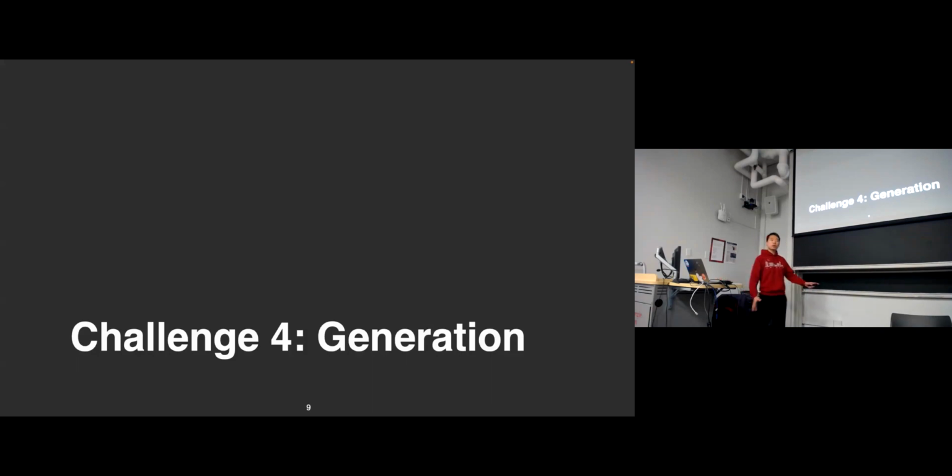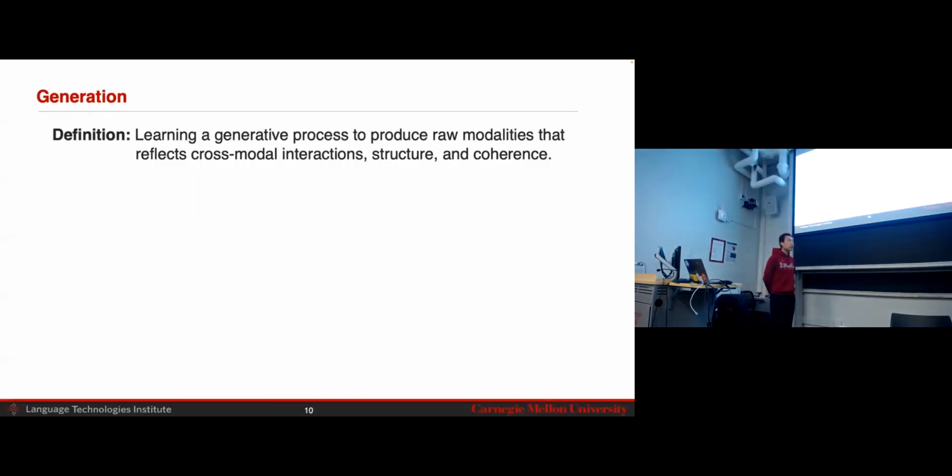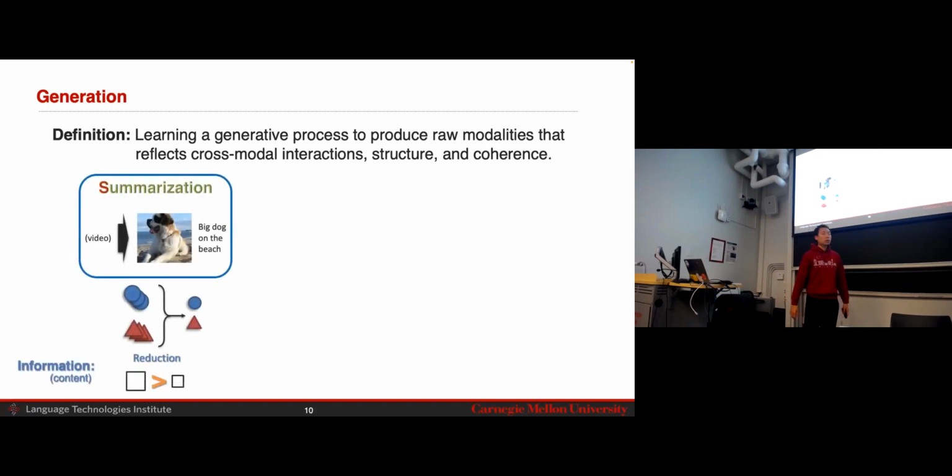And all 3 previous challenges were in the context of prediction, right? It was mostly about prediction, question answering. In this challenge, we're going to go towards generating modalities. That's why it's called generation. We're going to go from prediction to learning a generative process that is able to allow me to generate more modalities that ideally reflects the interactions that the modality contains and the coherence within each modality by themselves. And there's 3 big paradigms we're going to talk about, mostly application-driven. The first big paradigm is summarization.